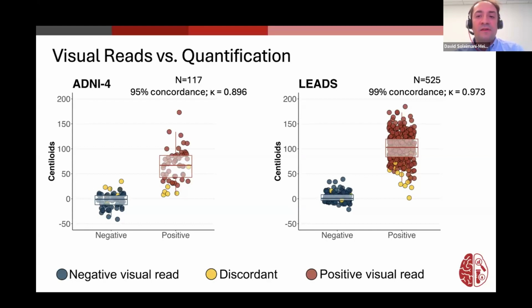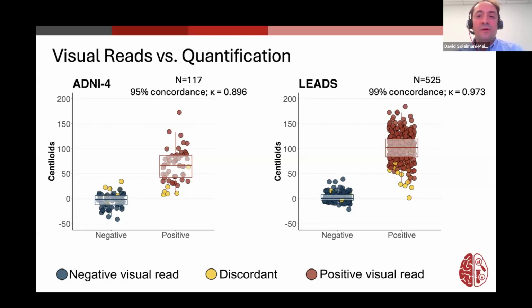Though there was only 5% discordance in the ADNI-4 cases that we've read thus far, 12% of amyloid PET scans were marked for consensus review, which commonly occurred in concordant cases with either the visual pattern of tracer uptake or the quantitation being considered borderline by the reader. In LEADS, there was 1% discordance, but 4% of scans were marked for consensus review. So overall, in ADNI-4 and LEADS, there was high concordance between visual read and quantitation, 95 to 99%.